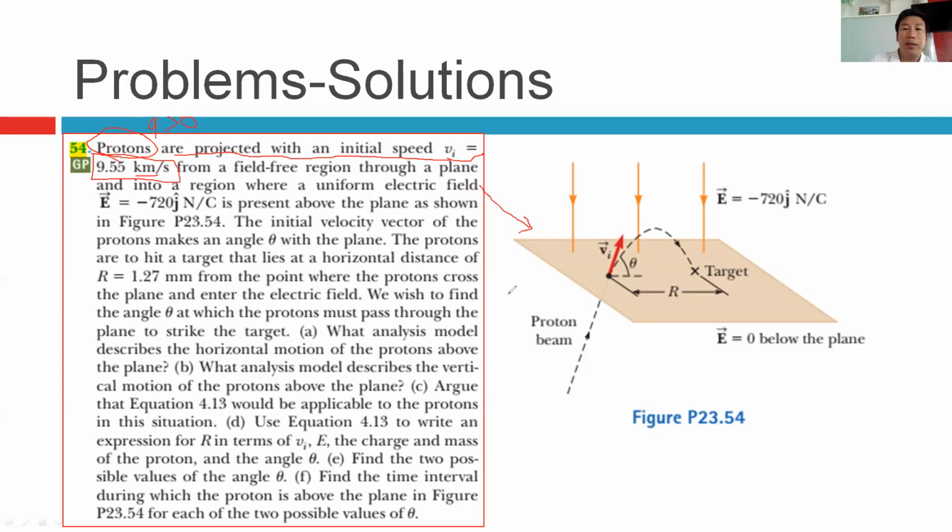We can describe the experiment via this figure. Why do they give us the electric field with a negative sign? Because they already assigned the direction, and please remember that they put the y direction here. This is the y direction, so the unit vector is j. So the electric field is opposite to the y direction. The initial velocity vector of the proton makes an angle theta with the plane. The proton is to hit a target that lies at a horizontal distance.